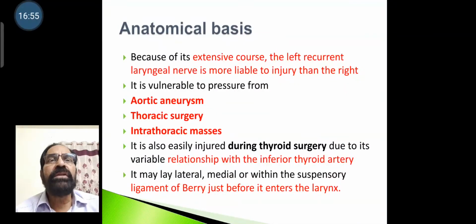Anatomical basis. Because of its extensive course, the left recurrent laryngeal nerve is more liable to injury than the right. It is vulnerable to pressure from aortic aneurysm, thoracic surgery, intrathoracic masses. It is also easily injured during thyroid surgery due to its variable relationship with inferior thyroid artery. It is also closely related, laterally or medially, to the suspensory ligament of Berry just before it enters larynx. Thank you.